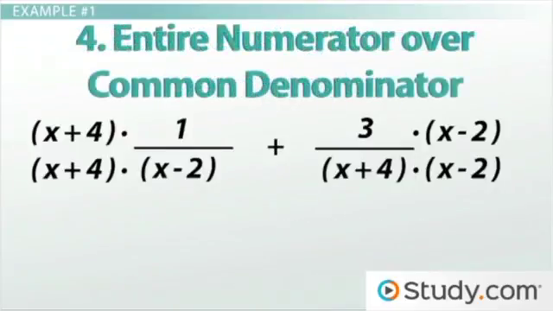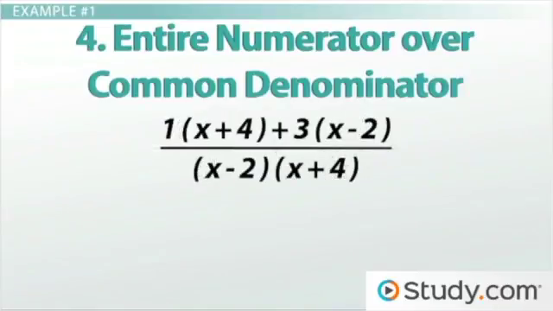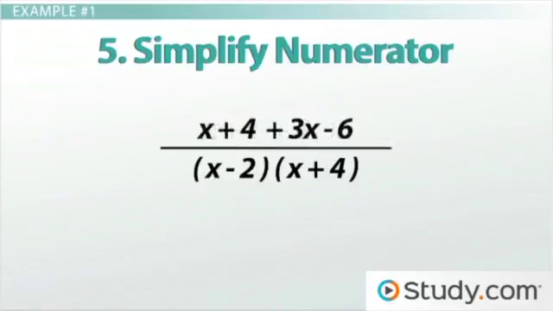Now let's write the entire numerator over our common denominator. 1 times x plus 4 plus 3 times x minus 2, divided by x minus 2 times x plus 4. Let's simplify the numerator. 1 times x plus 4 equals x plus 4. 3 times x minus 2 equals 3x minus 6. So x plus 4 plus 3x minus 6, divided by x plus 4 times x minus 2. Collect like terms in the numerator: 4x minus 2 divided by x plus 4 times x minus 2.